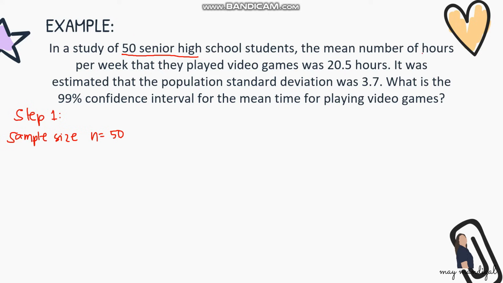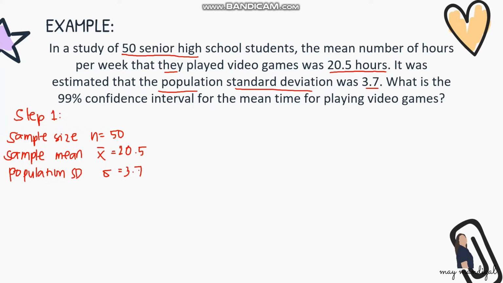Then after that, the mean number of hours per week that they played, where they refers to the 50 senior high school students, was 20.5 hours. So that is our sample mean. Sample mean, or our x bar, is equal to 20.5. It was mentioned here that the population standard deviation was 3.7. So that is our population SD, or our sigma, that is 3.7. And lastly, our confidence level is 99%. So again, we're done listing our variables.